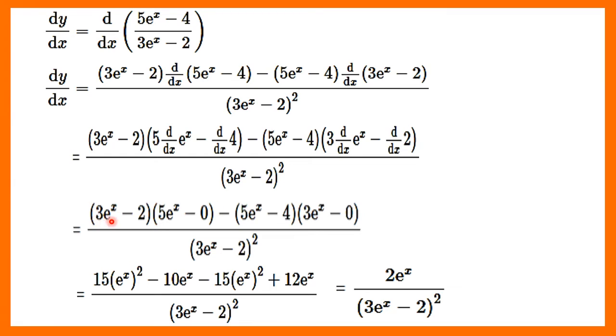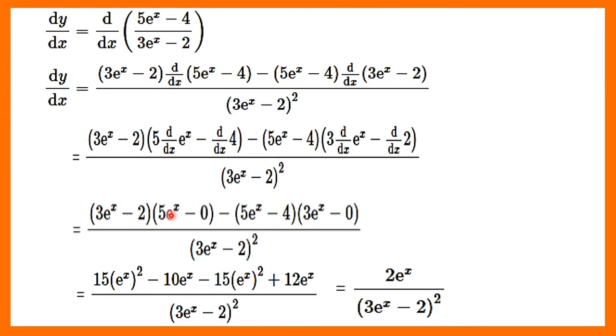That is 3 e raised to x minus 2 into 5 into derivative of e raised to x is e raised to x itself, minus derivative of constant is 0, minus 5 into e raised to x minus 4 into 3 into derivative of e raised to x is e raised to x, that is 3 into e raised to x, minus derivative of 2 is 0. That is, the second brackets in both the terms have only a single term, that is 5 into e raised to x here and 3 into e raised to x here. So divided by 3 into e raised to x minus 2 the whole square.